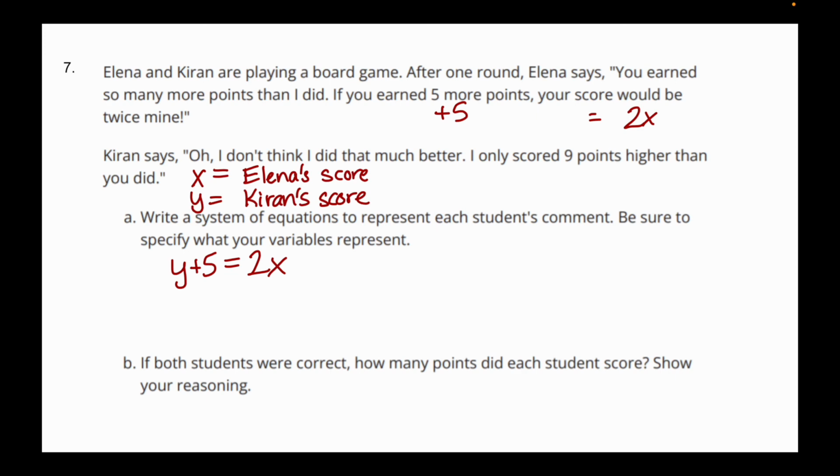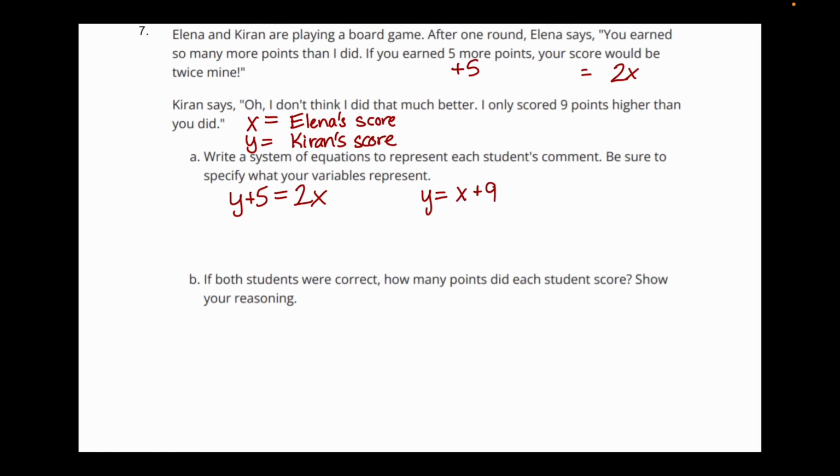And then Kieran says, "I don't think I did that much better. I only scored 9 points higher than you did." So we're going to add those 9 points onto Elena in order to make her score even with Kieran's, or equal to it. So this other one would be y is equal to x plus 9. Okay, those are my two equations.